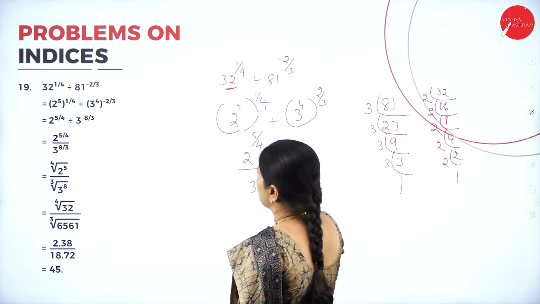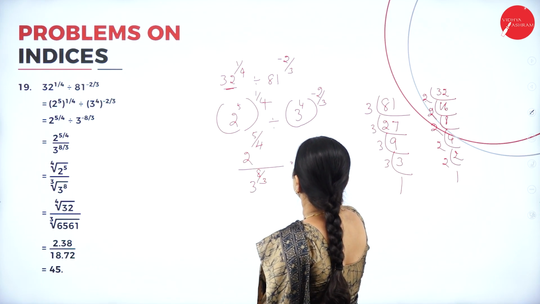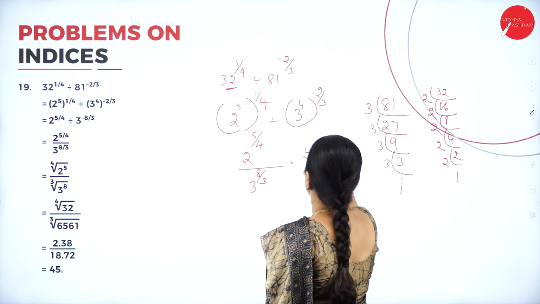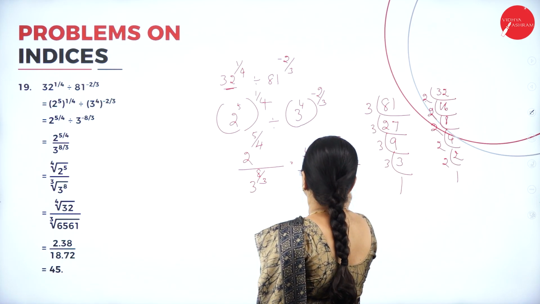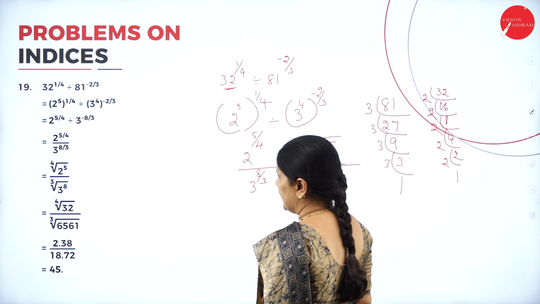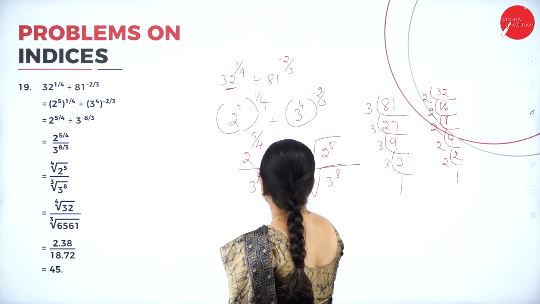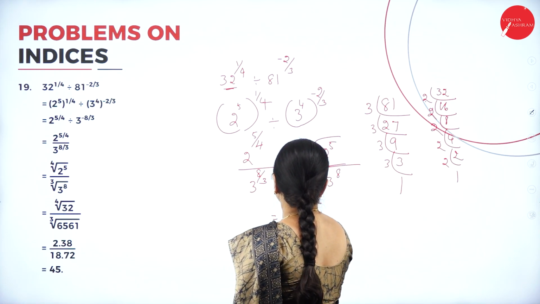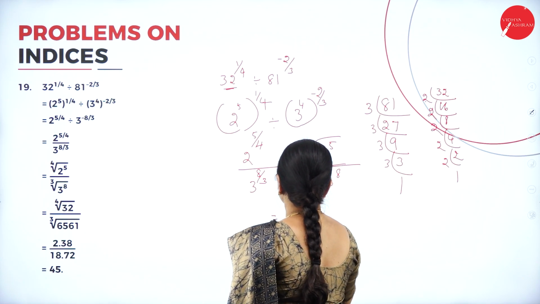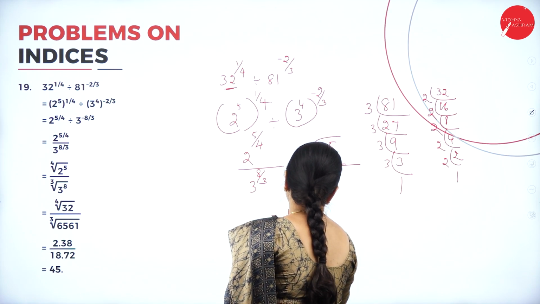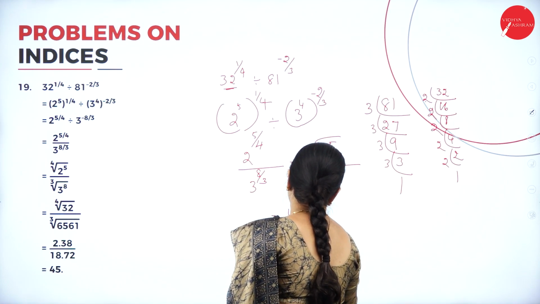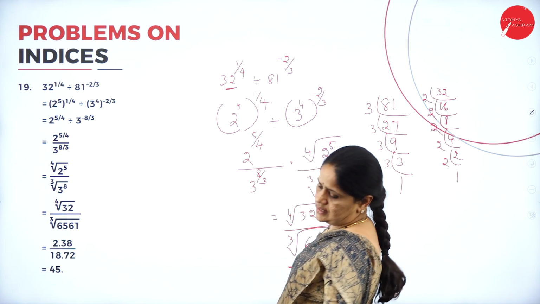So, this will be equal to 4th root of 2 to the power of 5 divided by cube root of 3 to the power 8. So, when you simplify this, it will be 4th root of 32 divided by cube root of 6561. So, this is the answer.